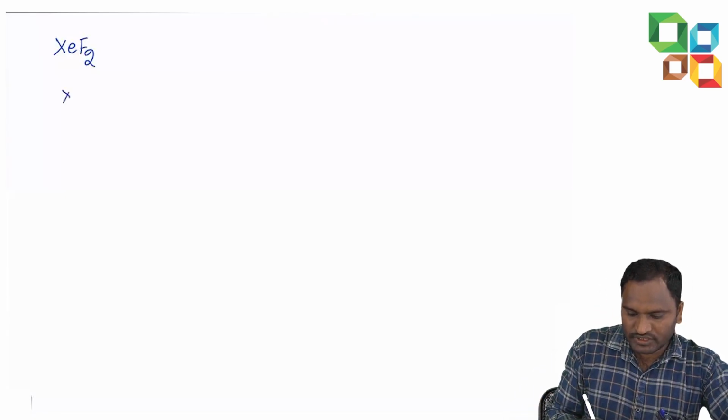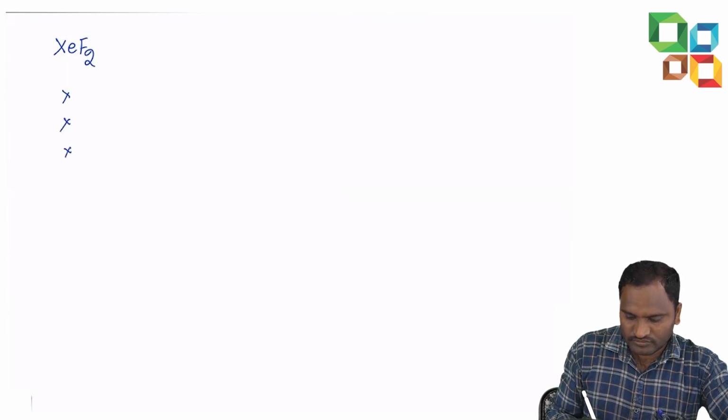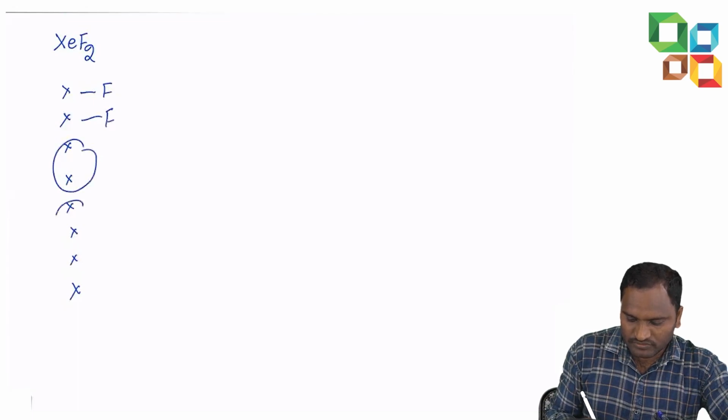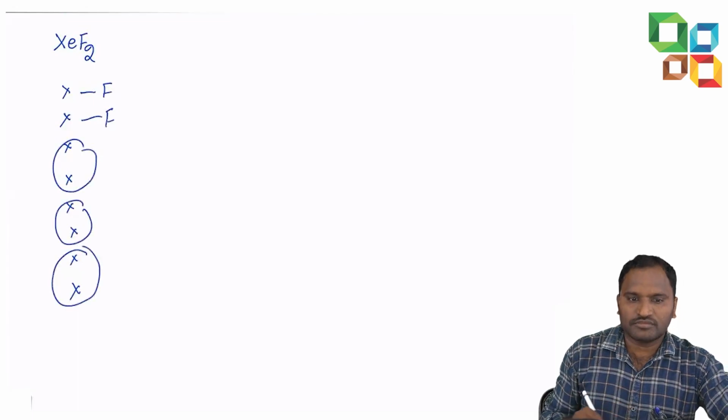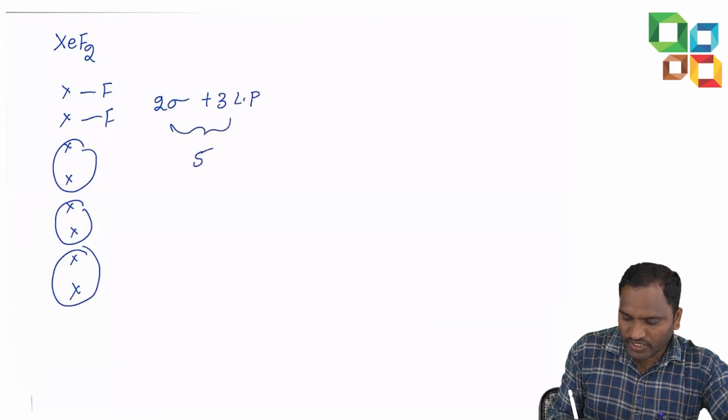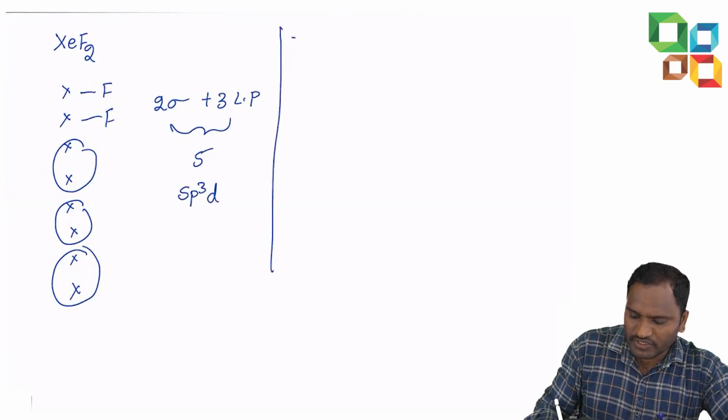See students, 8 valence electrons we have to take. Dhanush, correct answer. 5, 6, 7, 8. One fluorine, one more fluorine. Rest all are lone pairs. So here 2 sigma bonds plus 3 lone pairs. Total how much? 5. 5 means which hybridization? sp3d.